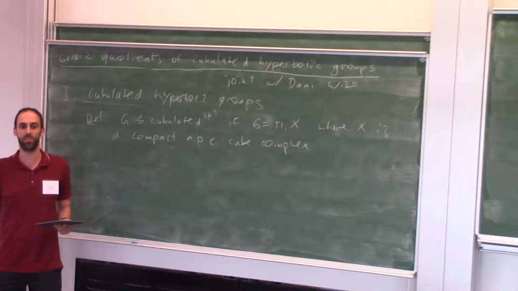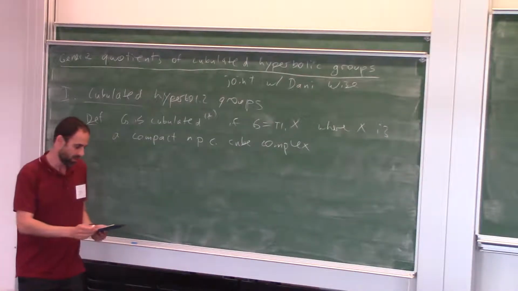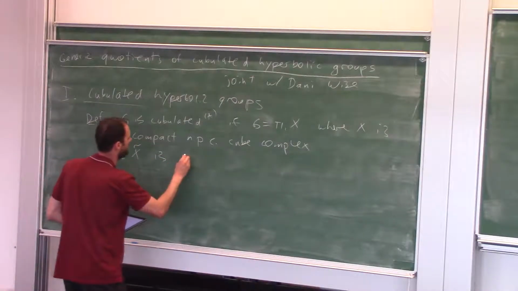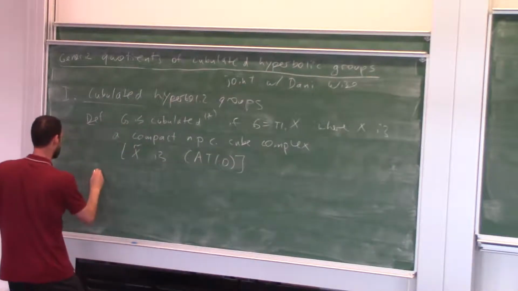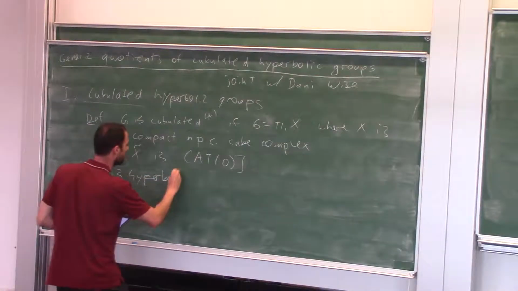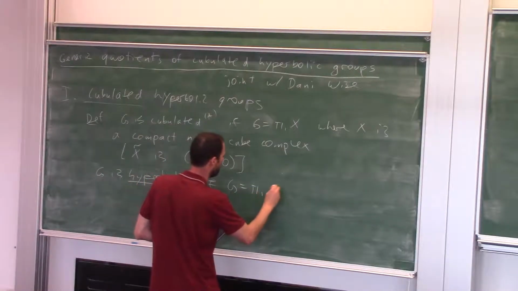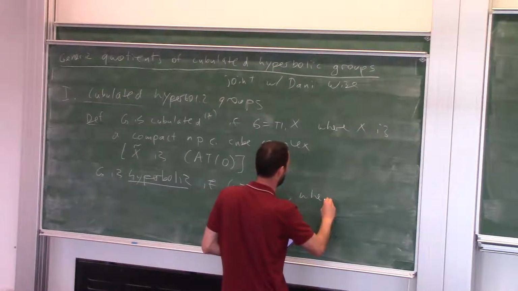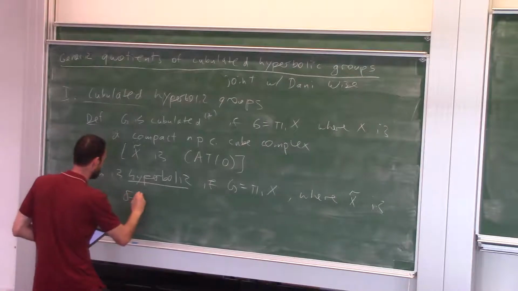I want them to be fundamental groups of cube complexes and therefore acting freely on the universal cover. The universal cover X tilde is going to be a CAT(0) cube complex. And G is hyperbolic if G is the fundamental group of some space, not necessarily a cube complex, where the universal cover is, well, hyperbolic, or something.